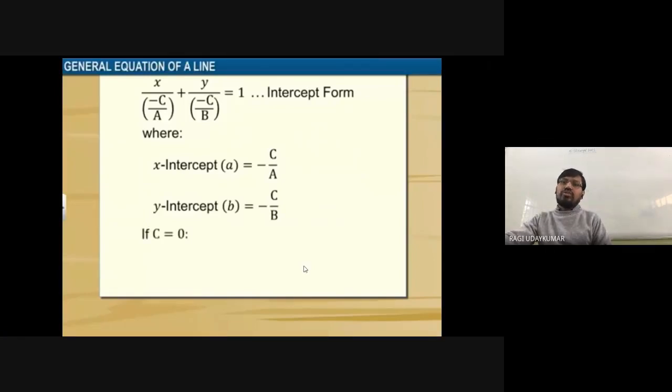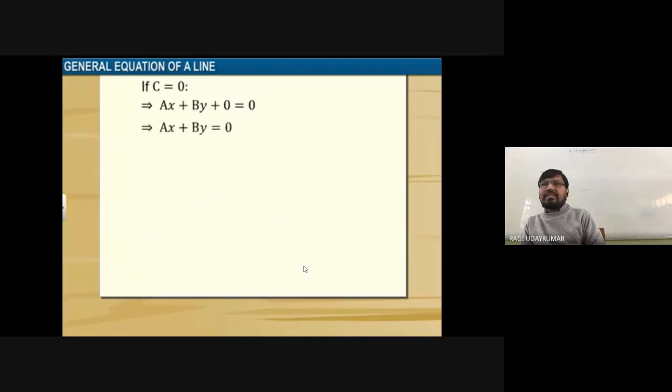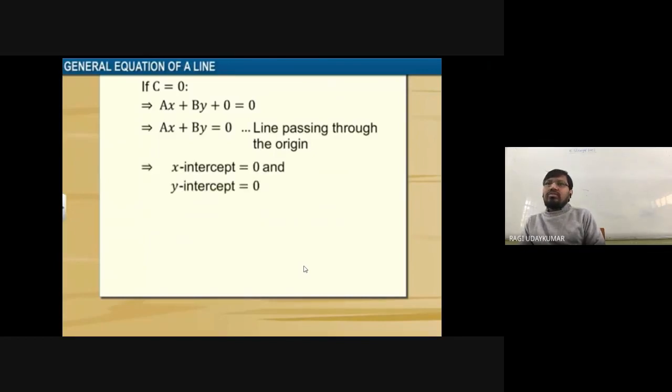So if c is equal to 0, in that situation, what can be done? Ax plus by plus c is equal to 0. Can we make it as a 1? Right answer? No, we cannot make it as a 1 because the line is passing through the origin.